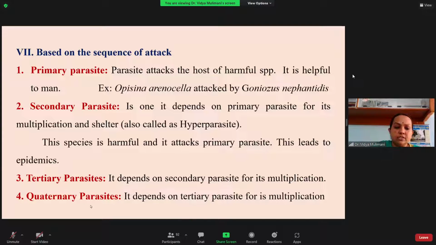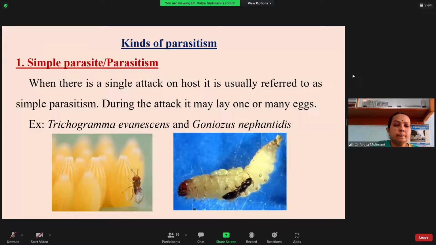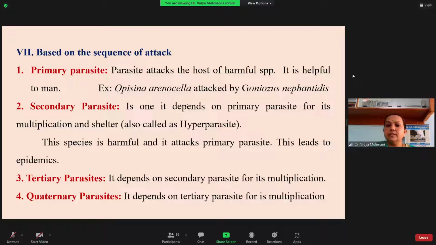And finally, you have the tertiary and the quaternary. The tertiary depends on the secondary parasite for its multiplication. The quaternary depends upon the tertiary parasite for its multiplication. As I told you, please concentrate more on the primary and the secondary, because many times the students, if it is a secondary, don't know it is a hyperparasite. So these are the different types of classification in the parasite. I think I will stop here. If you have any doubts, you can clarify your doubts here.